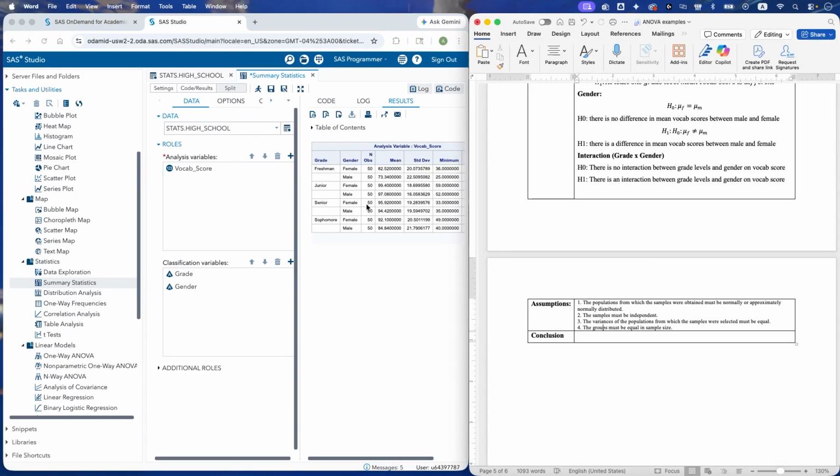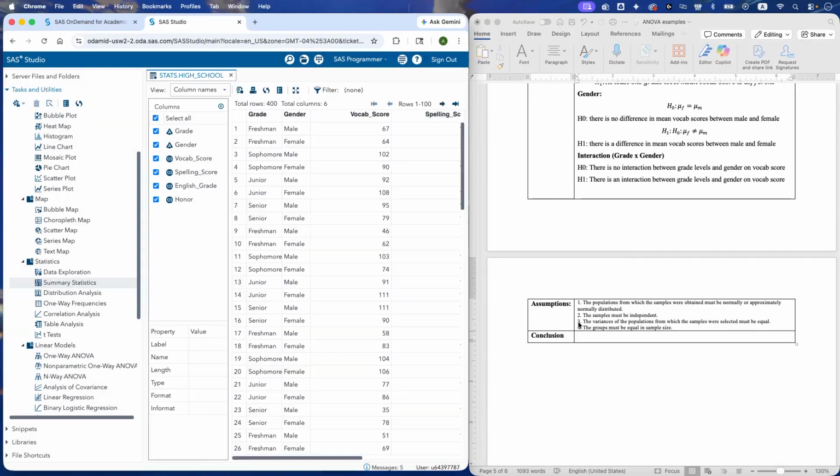And let's go back. Let me close this. So this is also by design. We have equal sizes, so this assumption is met. Then we have to check the normal distribution and the variances of the populations. They have to be equal.